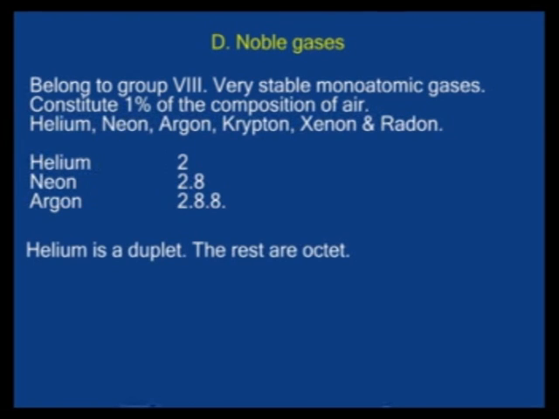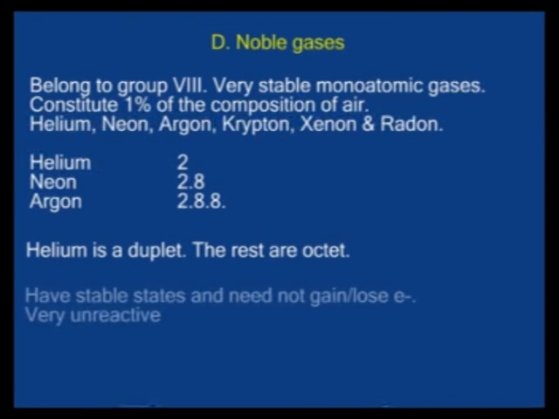Helium has 2 electrons and 1 occupied energy level, which is full, and hence it is a doublet. The rest have 8 electrons in their outermost energy levels and are therefore octets. We have already seen that atoms attempt to gain stability by being octet or doublet. Now here the noble gases already have their stable states and need not gain or lose electrons. This makes them very unreactive since they don't form ions.